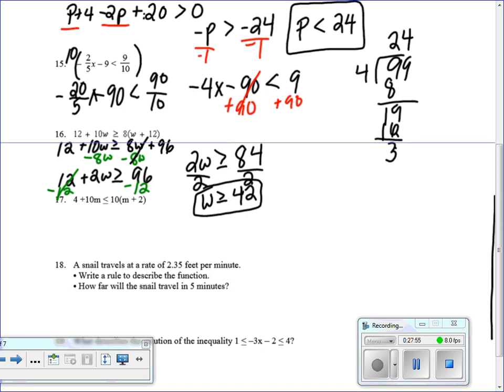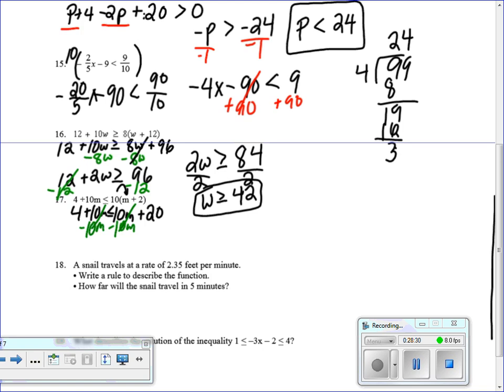Okay, looking at 17. We have 4 plus 10m is less than or equal to 10 times m plus 2. We have distributive property, so let's go ahead and take care of that. 10 times m is 10m. 10 times 2 is 20. And over here we still have 4 plus 10m. Again, we have variables on both sides, so we want to get rid of the variables on one of the sides. Again, it doesn't matter which one we get rid of because both of those numbers are the same, so let's just subtract 10m from both sides.